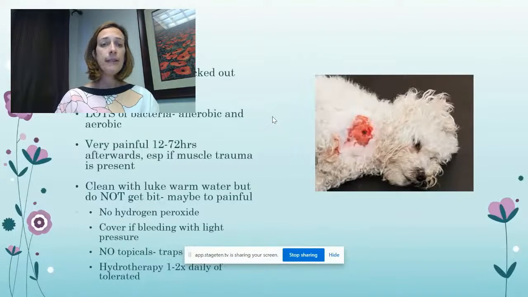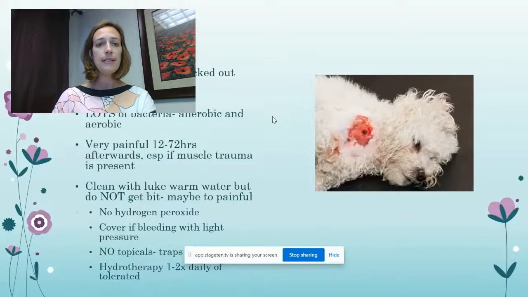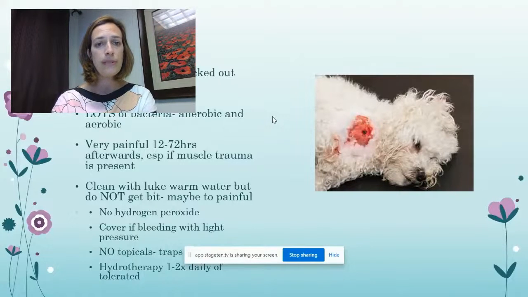If there is active bleeding, a gentle pressure is all that we need to help control the bleeding until you can come in. I don't advise topicals. What topicals will do is you'll actually trap that hole, or you'll cover that hole up. It'll trap and suffocate any bacteria that's underneath there. And that's when you get the anaerobic bacteria that really go crazy. And those are the ones that are harder to control, and those are the ones that cause more damage.